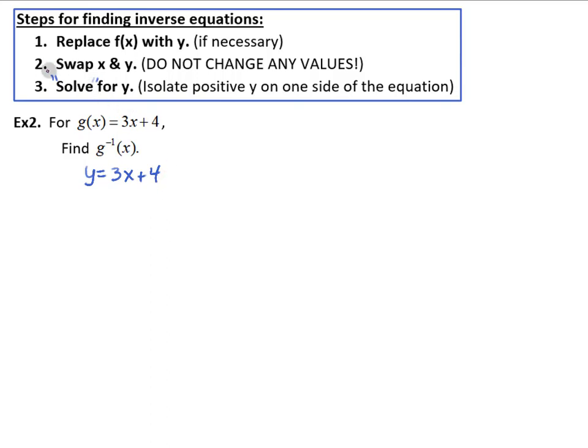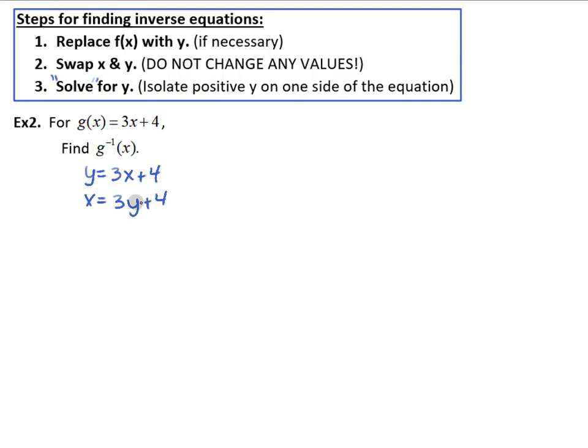Okay. Step 2, really important when we're finding inverses, swap x and y. So instead of y equals 3x plus 4, we're going to have x equals 3y plus 4. So y became x became y. That's step 2. Don't change any of the numbers. Don't bring the 3 over here with the x. Okay, it stays put.